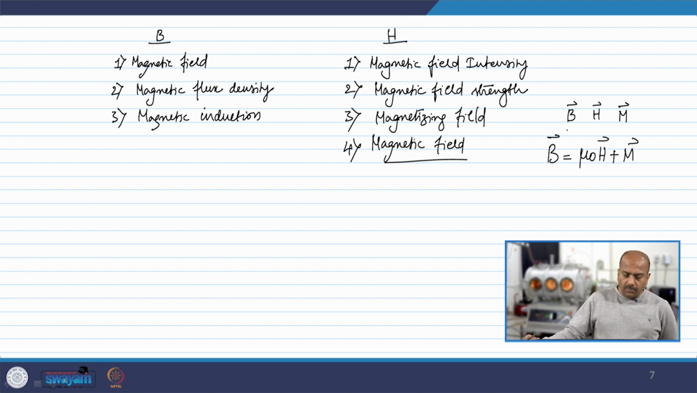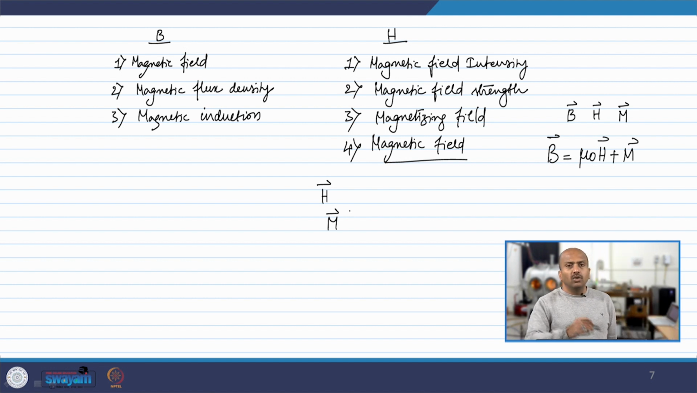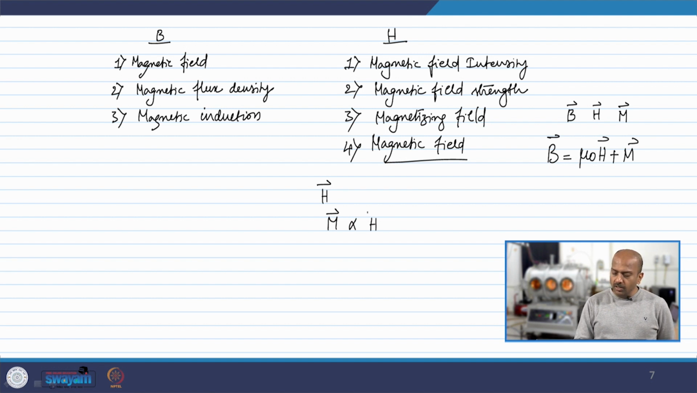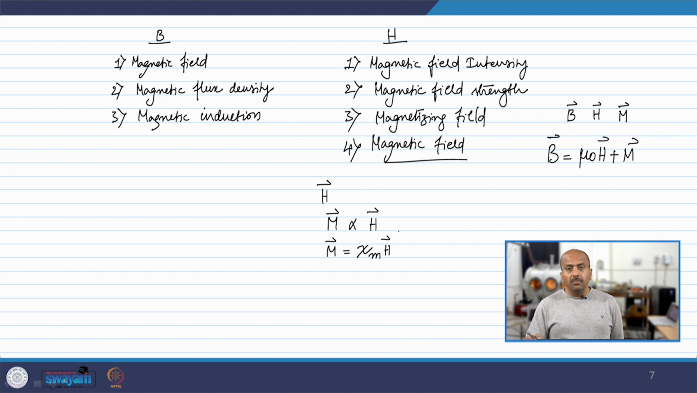In general, in a magnetic material, we can write the magnetization to be proportional to the applied field strength, right? So if H is the applied field strength that you have control on, the magnetization, the amount of magnetic moment that will be induced into the substance per unit volume, would be proportional to the field strength that you apply from the outside, right? We can break this proportionality by introducing a constant, chi m, times H. What is chi m? It is the magnetic susceptibility of the material.